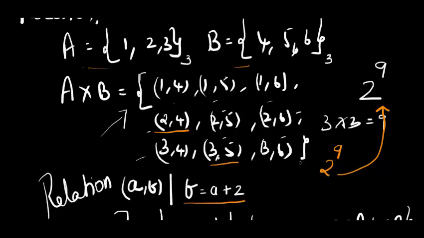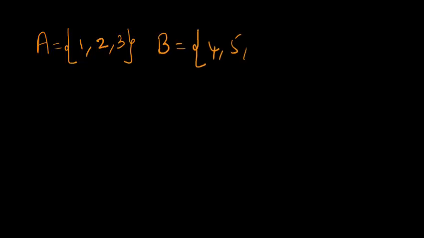Okay. Let me define one more relation for you. Let me take a set A defined as 1, 2, and 3, and I'm going to consider another set, let's say B, which is 4, 5, and 6. Okay, I'm going to change the color of the ink. I think I'm going to choose this. Okay, so I'm now going to define a relationship R.